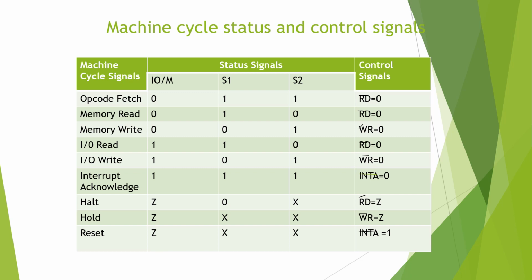When the status signal has the value 1, 1, 1, the machine cycle is interrupt acknowledge. That is, the microprocessor is going to acknowledge the interrupt which has occurred. Then Z indicates that it's high impedance, that is, the microprocessor will not be connected to any of the power supply. X indicates that it's unspecified.